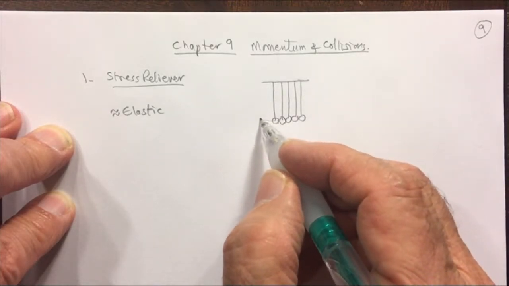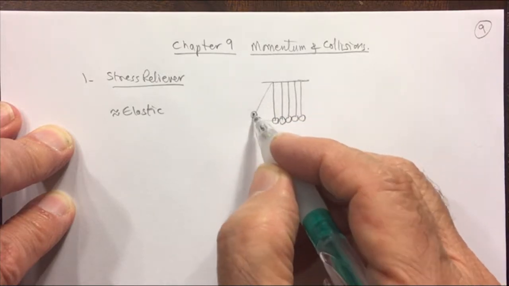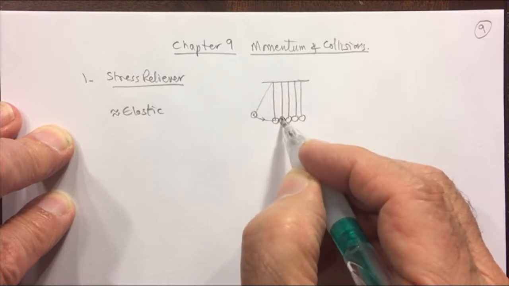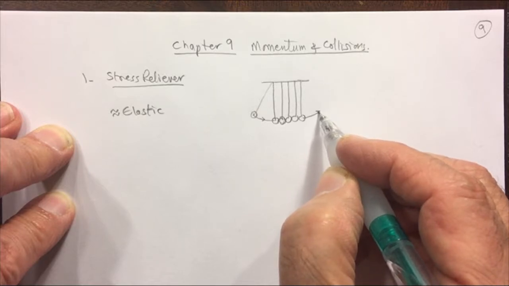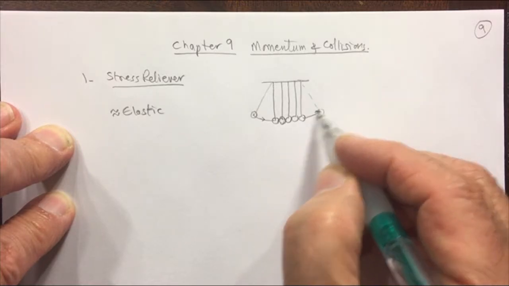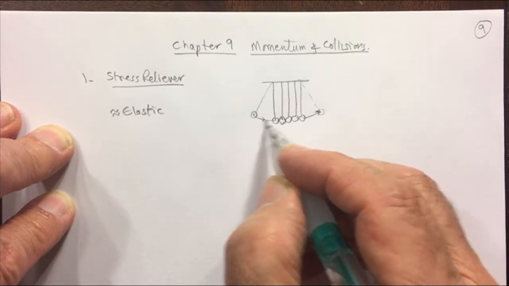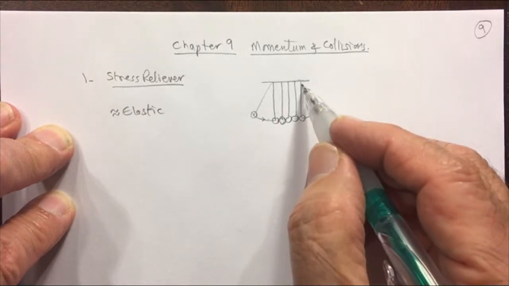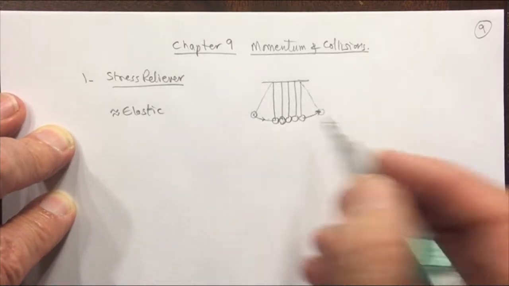If we pull this one up to here and then let it go, it will move downwards and hit this ball, and as it does that, the last one moves off and comes up to almost the same height, and then this one goes back and hits it, and this one moves off. So this keeps going for a while, and then it ultimately stops because it is not purely elastic. If it were, it would continue forever.